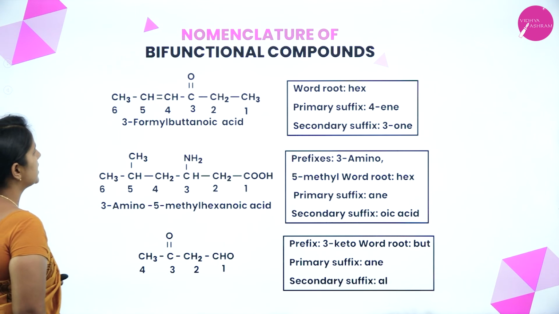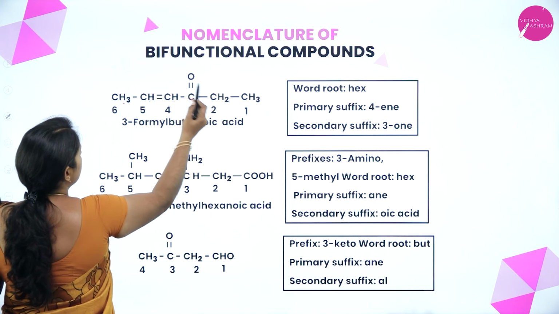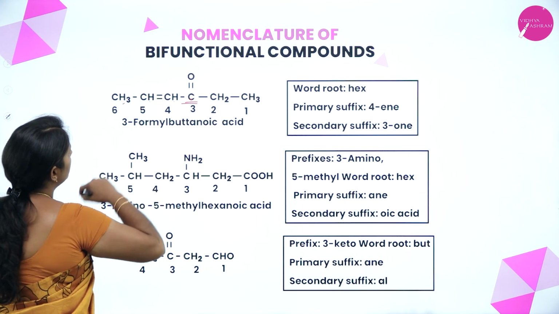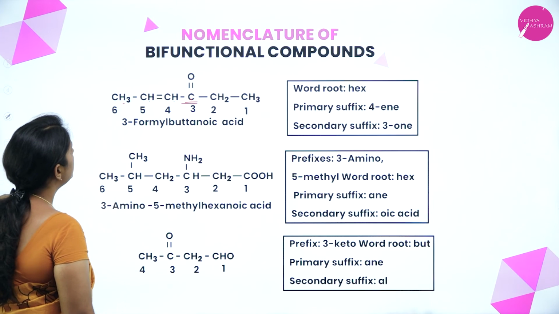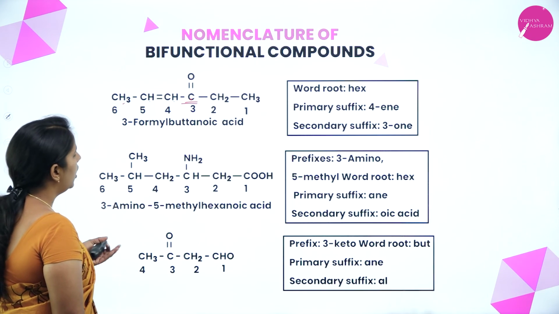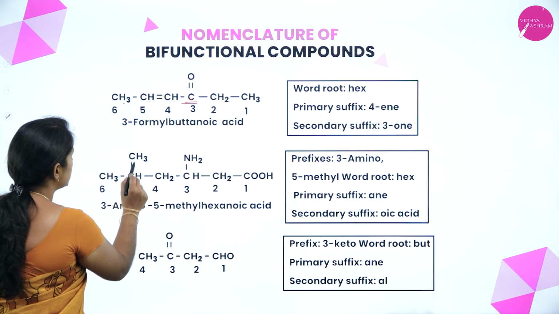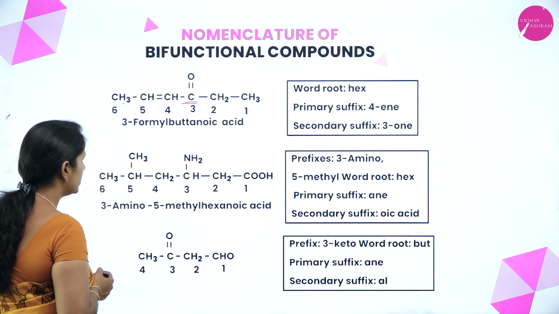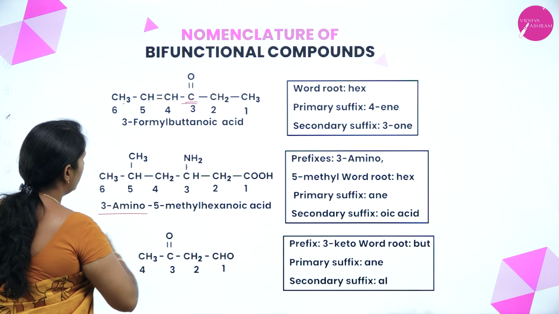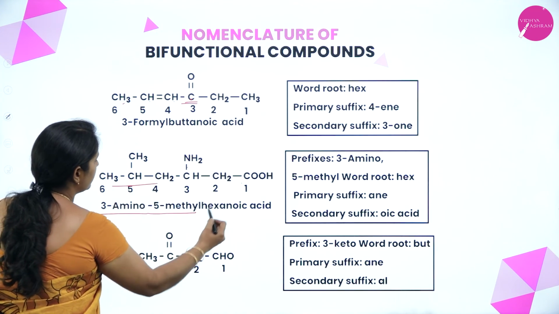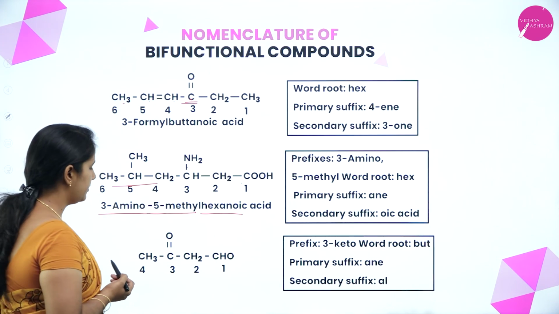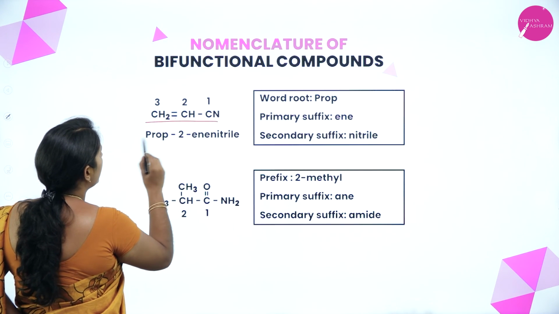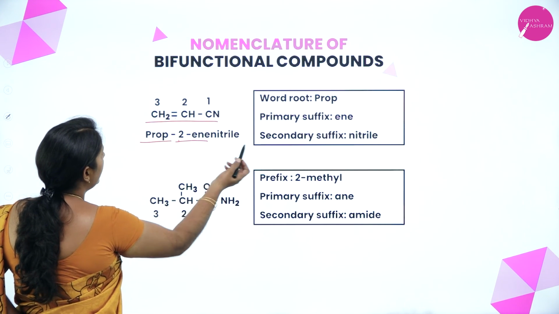Next, look at the example. CH3CH, CH, C double bond O, CH2CH. So this is a functional group containing carbon atom. Correct? So how do you name it? So it is 3-formyl butanoic acid. Or you can go with one more example. CH3CH, CH3, CH2, CH, NH2, CH2 and COOH. So it is 3-amino-5-methyl, how many carbons? 6. Hexanoic acid. Next we have CH2 double bond CH and CN. So how do you name it? 3 carbon atoms, prop, 2-ene and nitrile.